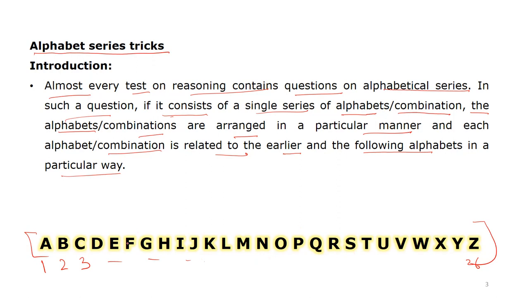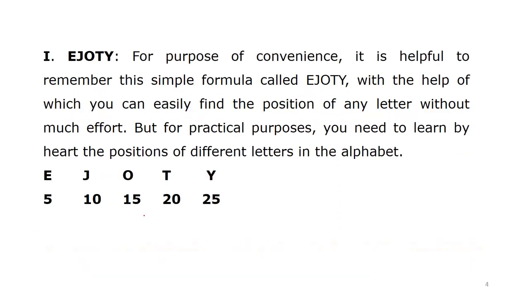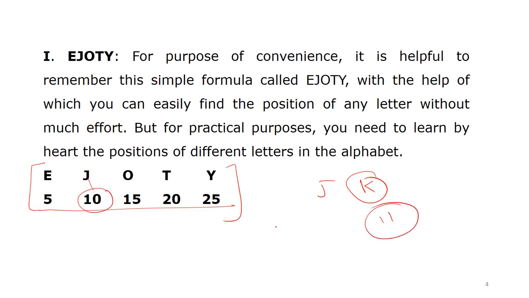One of the best shortcuts is EJOTY. These are the multiples of 5: 5, 10, 15, 20 and 25. Let's say I want to know the number associated with K. I do not write from A. I just see these multiples of 5. I know the series will be J and K, where J is 10, so obviously K will be 11.